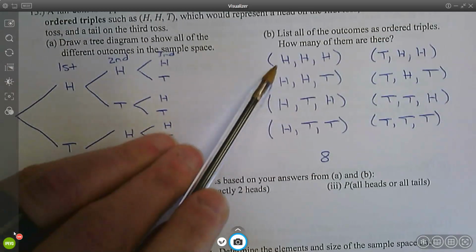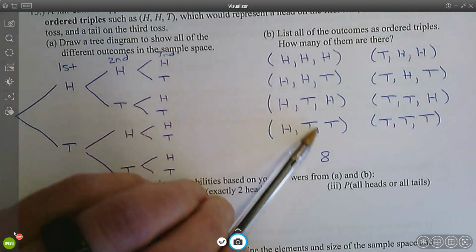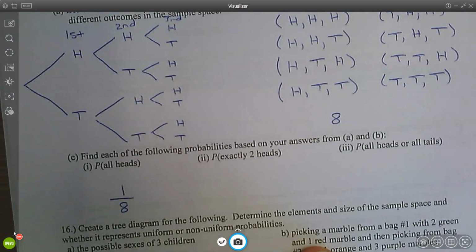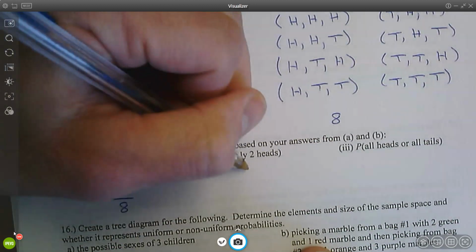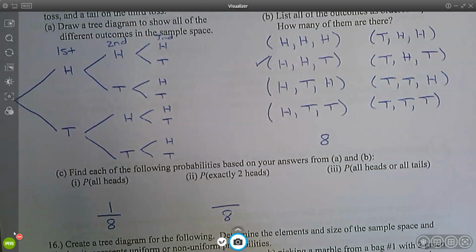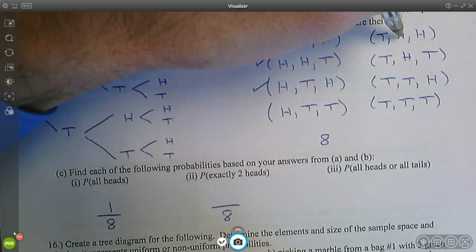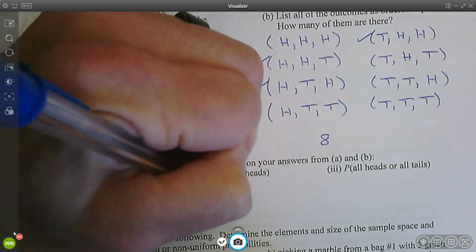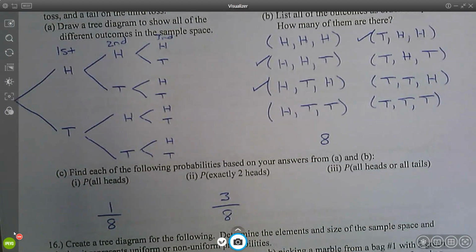What's the probability you get all heads? So if we look at these, heads, heads, heads, that's the only one of the 8 where that happens. So 1/8. What's the probability you get exactly 2 heads? So out of 8, this scenario, there's 2 heads. This scenario, there's 2 heads. So 3 divided by 8.